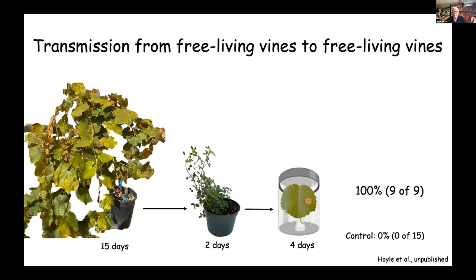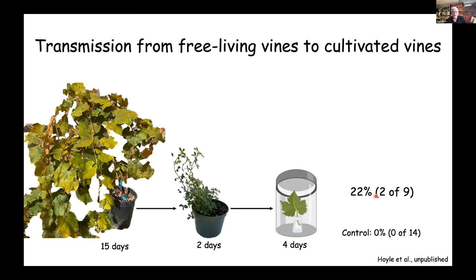You remember, we had only 10% from cultivated or wine grapes to wine grapes, but from free-living vine to free-living vine, the transmission is very efficient. The transmission from free-living vine to a wine grape is occurring, but again, at a much lower rate.